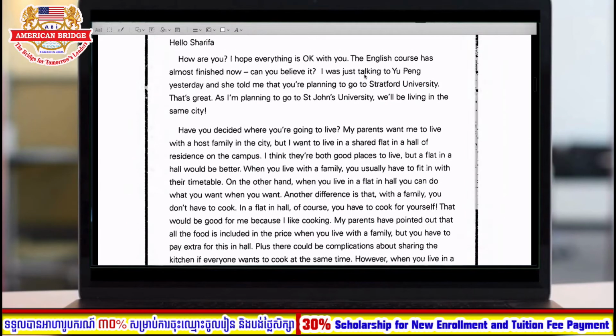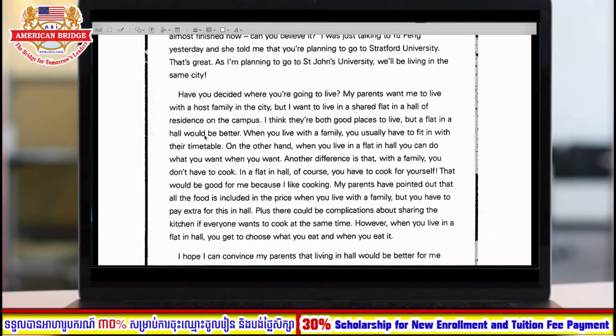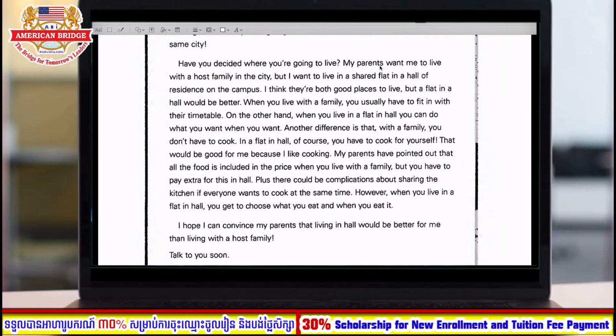Okay, let's start from the introduction. Hello Sarifa, how are you? I hope everything is okay with you. The English course has almost finished now. Can you believe it? I was just talking to Yupei yesterday and she told me that you are planning to go to Stanford University. That's great, as I'm planning to go to St. John's University. Will we be living in the same city? Hope you decide where you are going to live. My parents want me to live with a host family in the city.